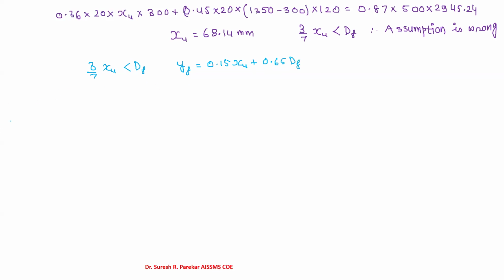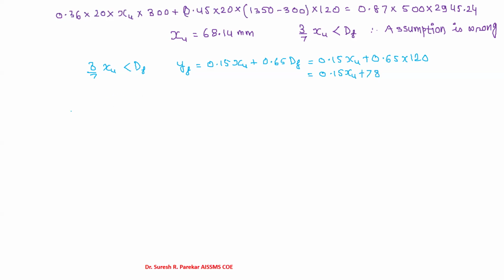Now, if we put the value of DF over here, we will get YF equal to 0.15 XU plus 0.65, and DF we have 120. And by this, we have the value of YF: 0.15 XU plus 78.